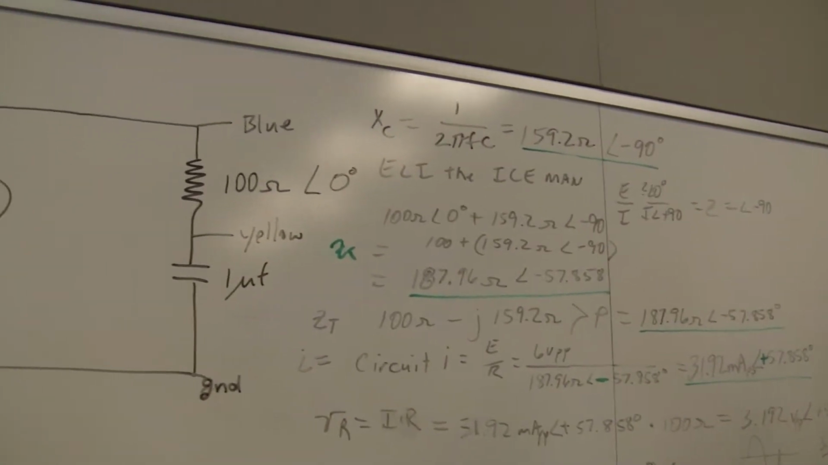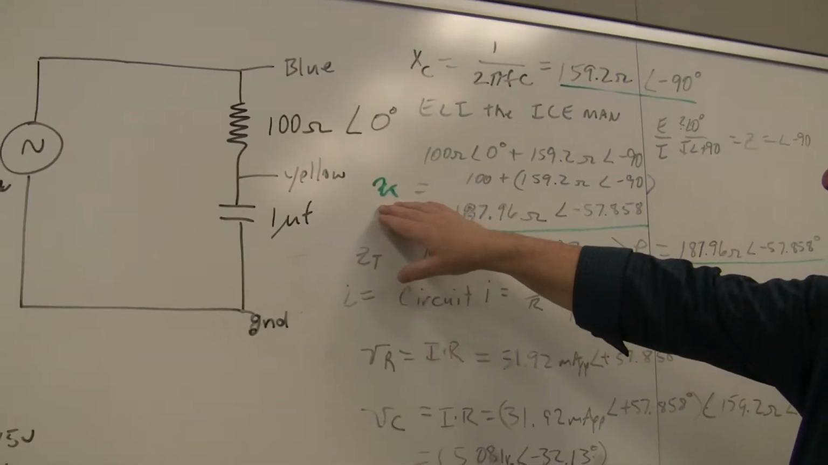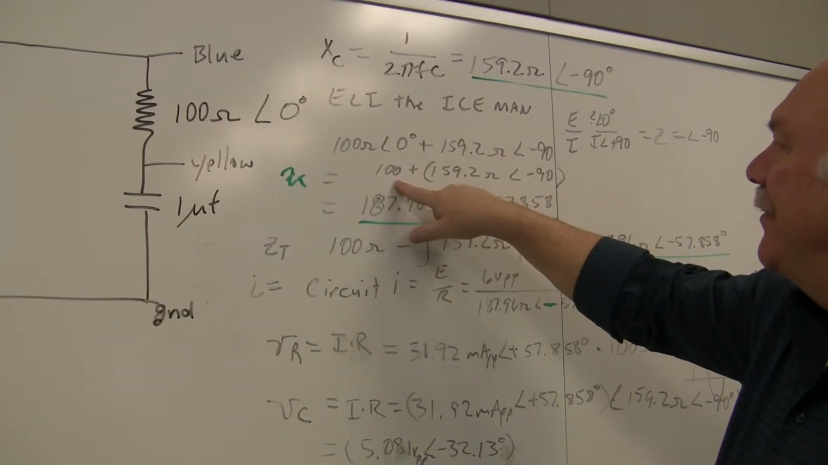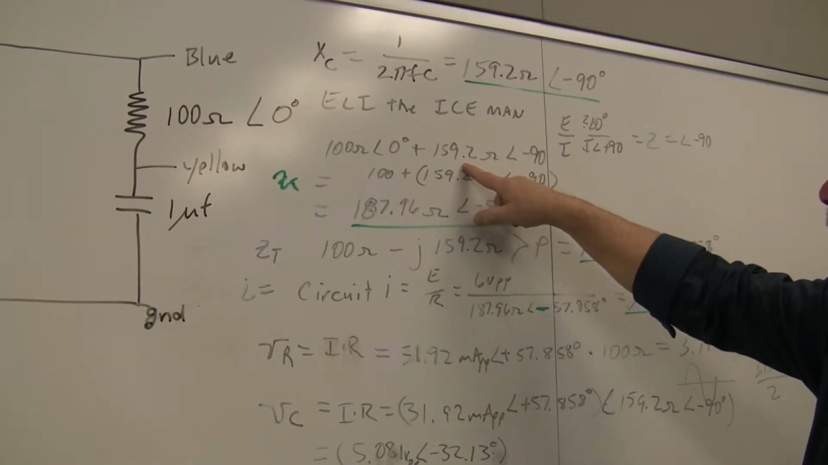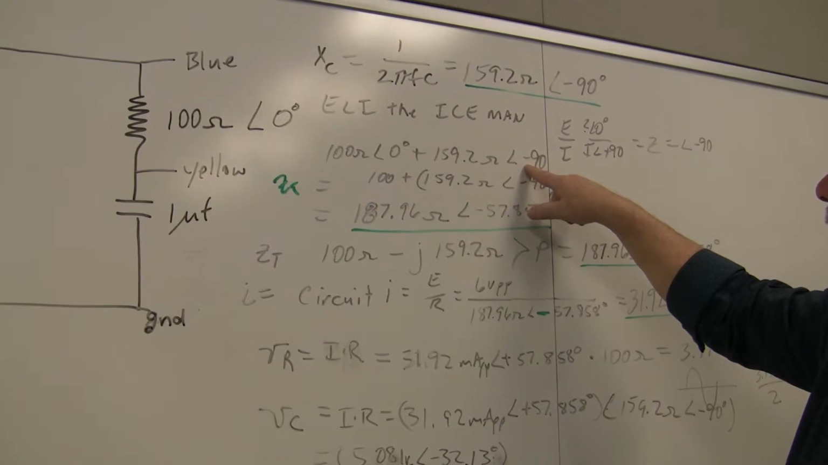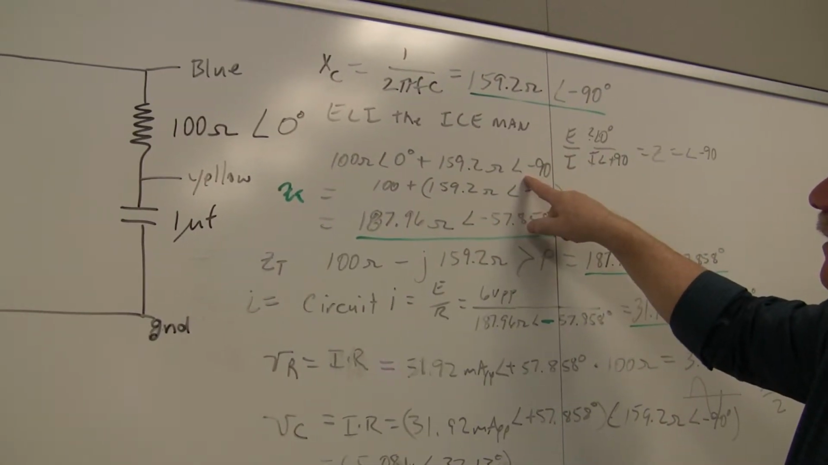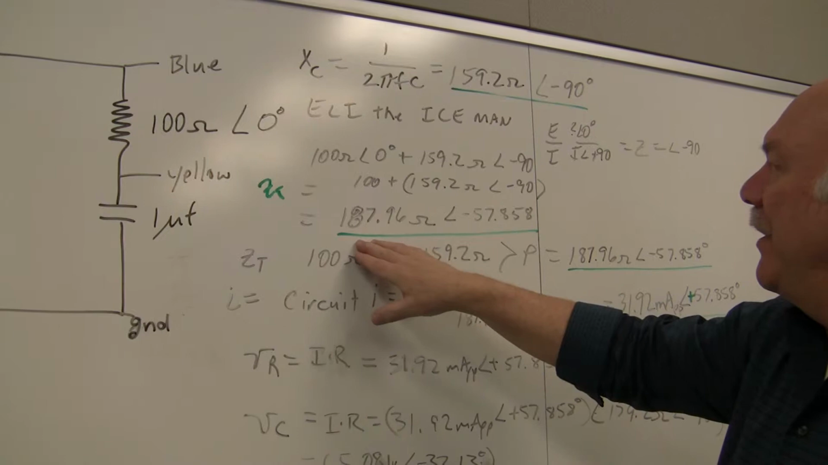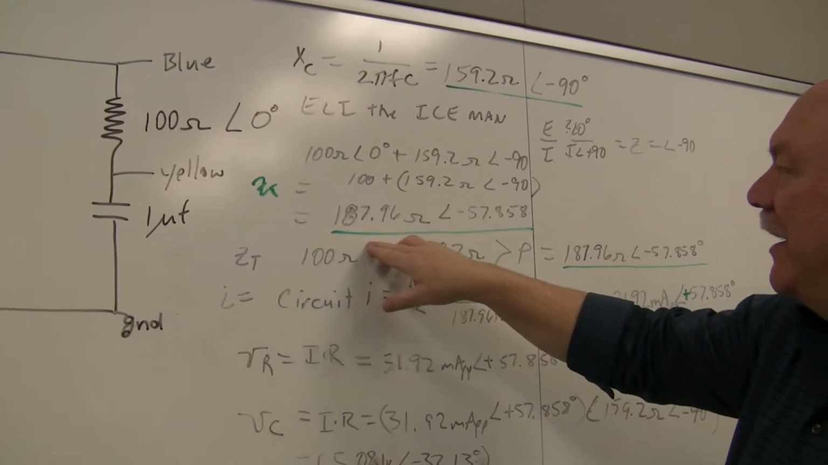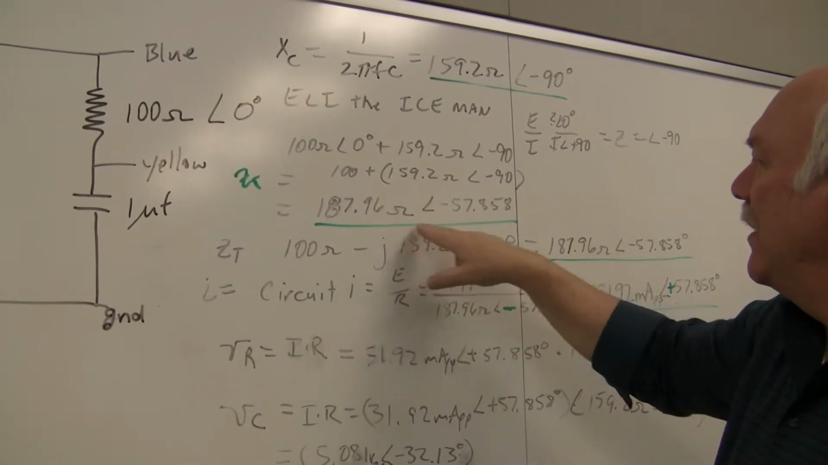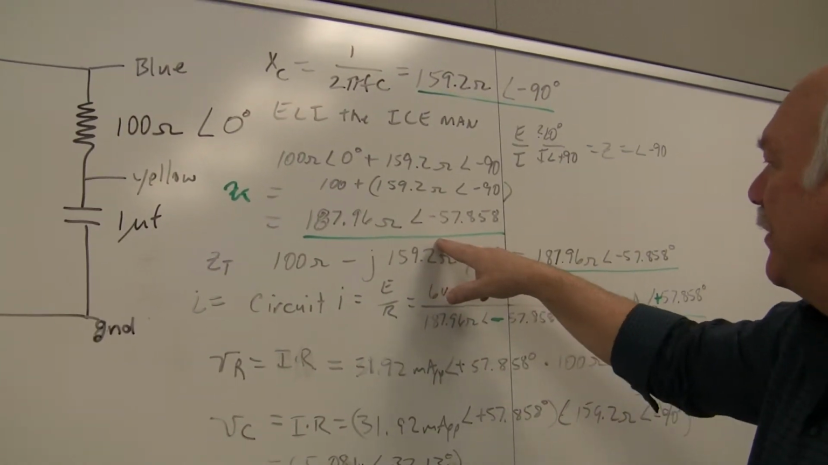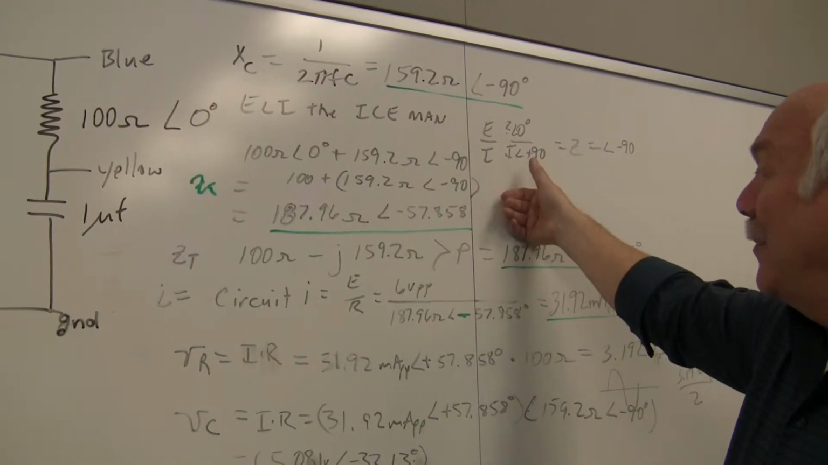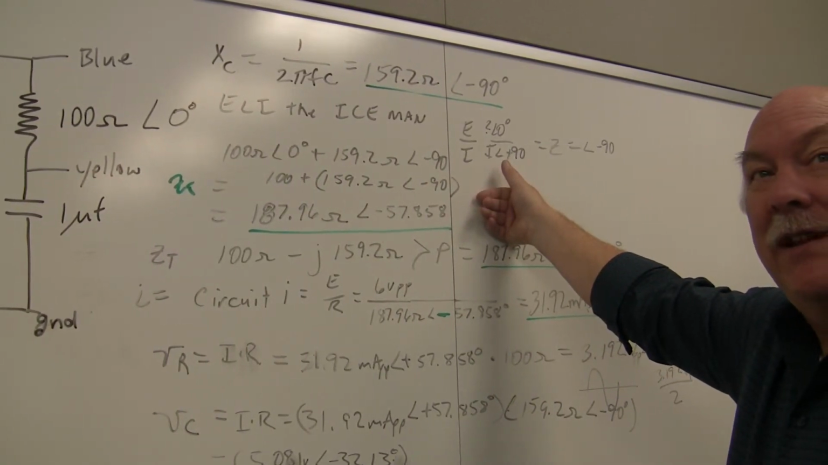So in order to find Z total here, I'm just going to add this and that up. I've got 100 ohms at an angle of 0 degrees, which basically is just 100 ohms, plus 159.2 ohms at an angle of minus 90 degrees. That was our minus 90 that you already calculated. So this one will plug into the calculator with the brackets and all, and it comes up with not 259 ohms, but 187.96 ohms at an angle of minus 57.858 degrees. Now, if you're sitting there with your calculator, you probably think, well, we should stop and let me figure these out before you just throw the answers out at me.